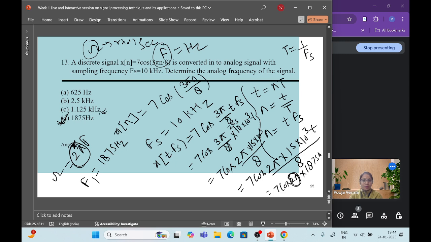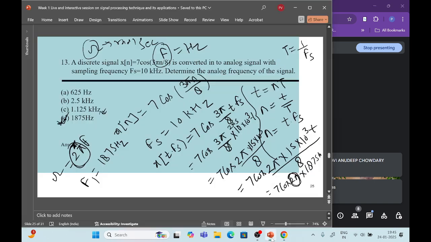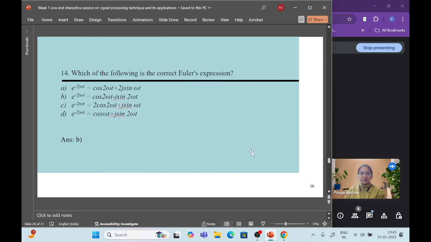Okay, I hope you have understood this question. So can we move to the next question? Have you got this question? When you are solving this type of problem, just check by options also in which term what they are asking. Okay, so moving to the next question.